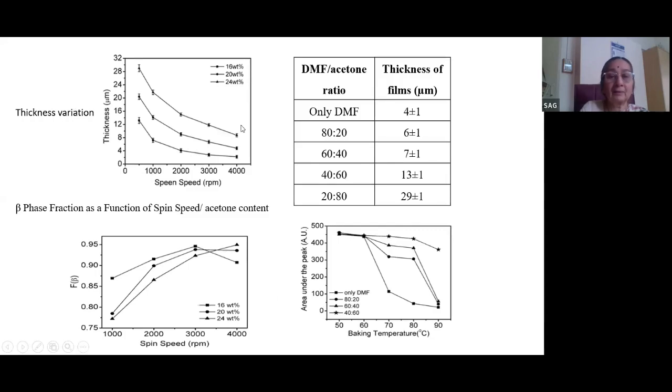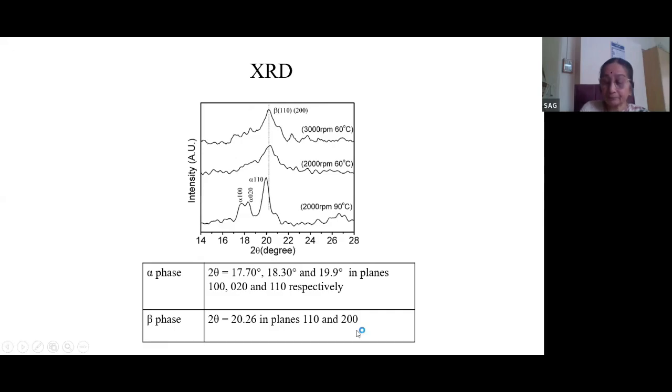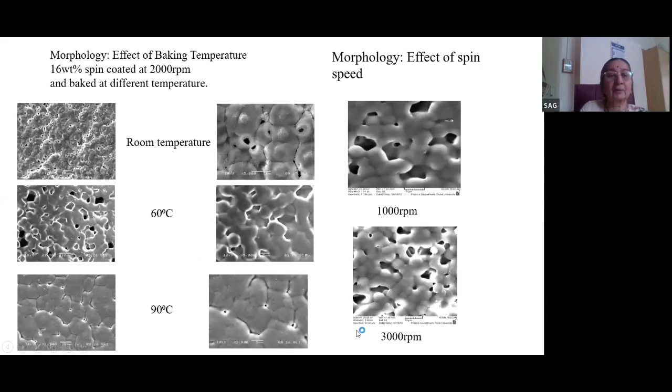These are some graphs. I don't think we should go into details of it, but this shows the thickness variation with spin speed, the thickness of the film with the DMF acetone ratio, the beta phase fraction variation with spin speed, and beta phase variation with baking temperature. We took XRD, and we also looked at morphology and the effect of baking temperature.